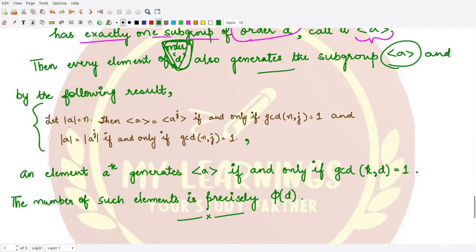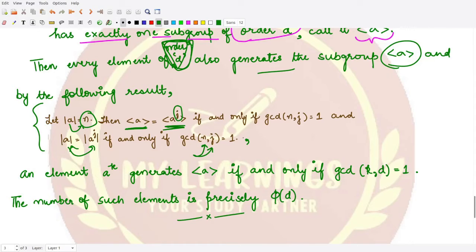Moreover, according to the following result that we have studied, whenever the order of element a is n, then the subgroup generated by a is equal to the subgroup generated by a raised to the power j, such that the GCD of n with j is equal to 1. That means this power should be relatively prime to the order of the given element, and then these two subgroups are equal.